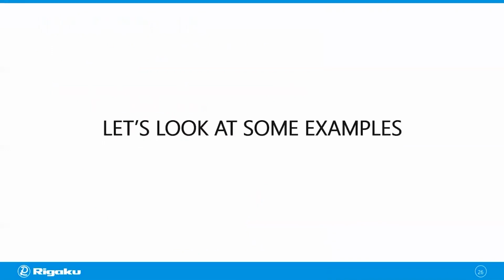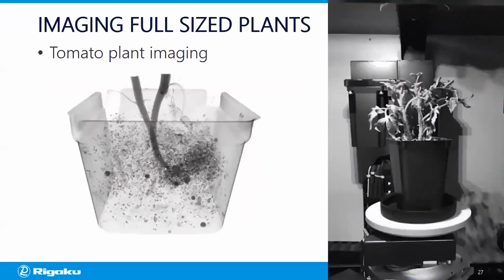So we've looked at a few considerations related to imaging plants and plant materials. What about some real samples? Let's look at a few examples. Let's start by revisiting the tomato plant we showed earlier. In this case, a full tomato plant was imaged. And as you can see, the instrument on the right shows that it fits perfectly fine in the instrument.